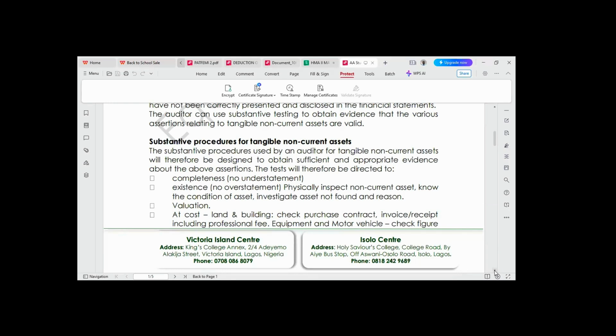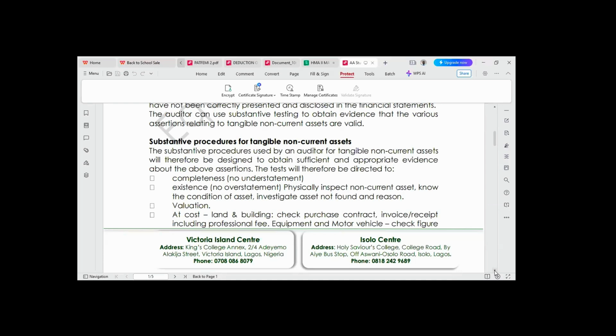All right. Now, in the case of land, the auditor will request for a receipt of purchase. And sometimes you have what we call the deed of assignment, or the C of O. Also, sometimes when they've done a survey, the auditor will request for the survey document. You can get your survey document from the State Ministry of Lands and Survey. It depends on what they call it in different states.